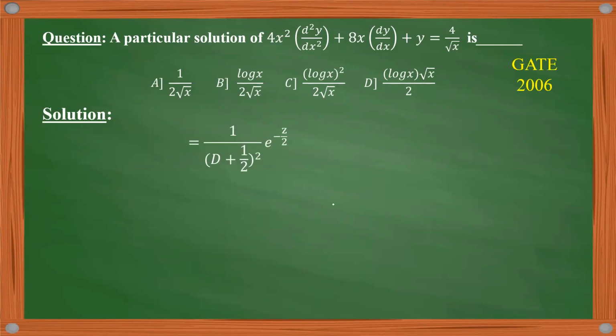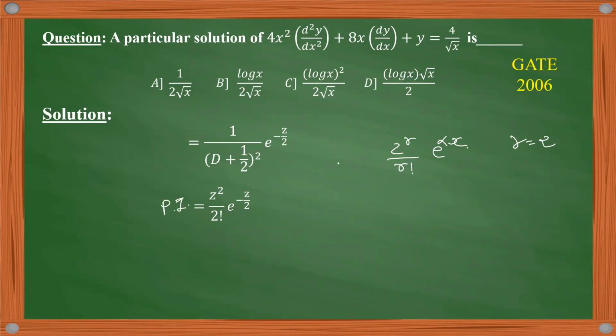But just see, now if we replace this D by minus 1/2, it will become 0. So now we need to apply our method, that is z to the power r divided by r factorial into e raised to alpha x. Here the value of r is equal to 2. So just replace this: z square divided by 2 factorial e raised to minus z by 2. So this is our particular integral.